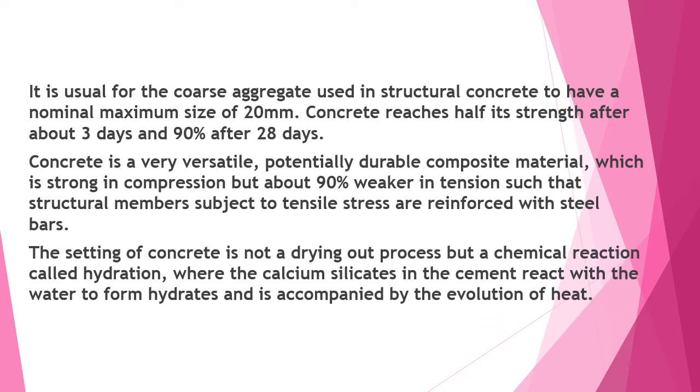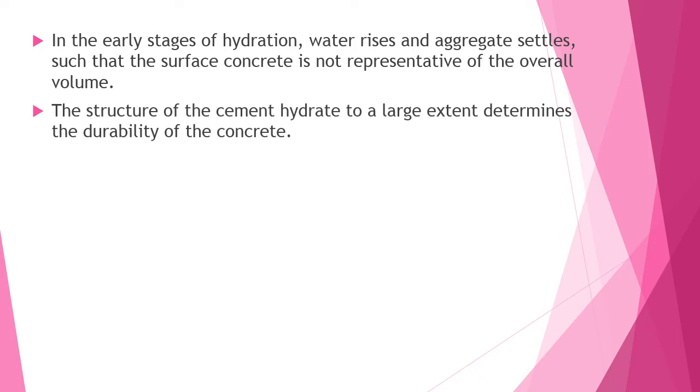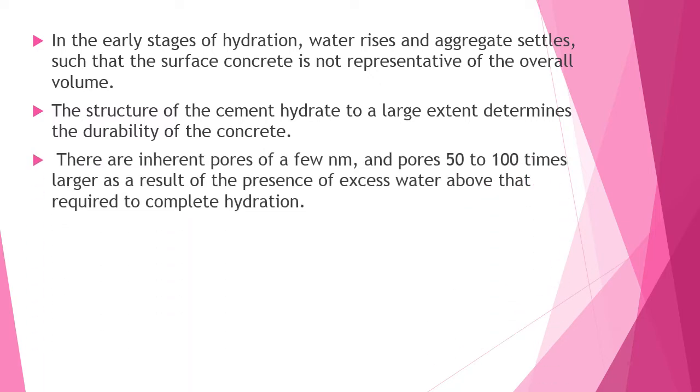The setting of the concrete is not a drying out process but a chemical process known as hydration, where the calcium silicates in the cement react with the water to form hydrates, accompanied by the evolution of heat. In the early stage of hydration, water rises and aggregate settles, such that the surface concrete is not representative of the overall volume. The structure of the cement hydrate to a large extent determines the durability of the concrete.